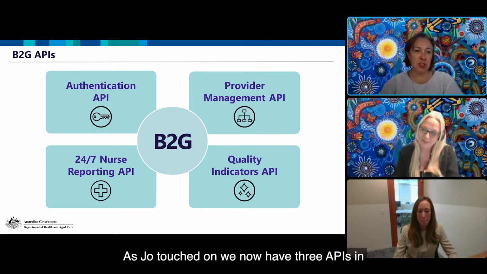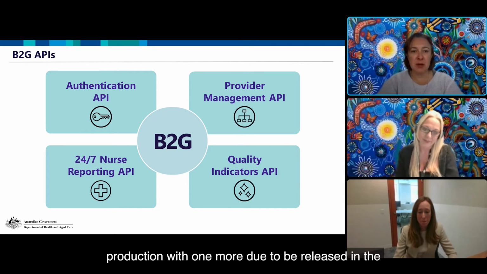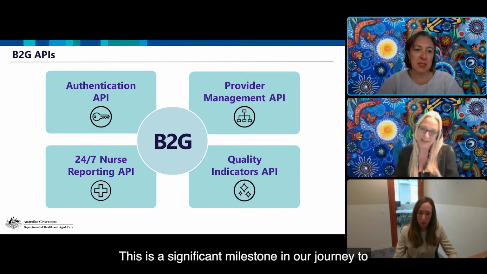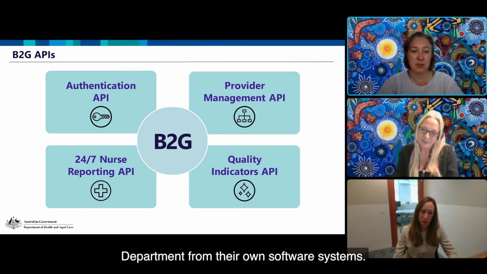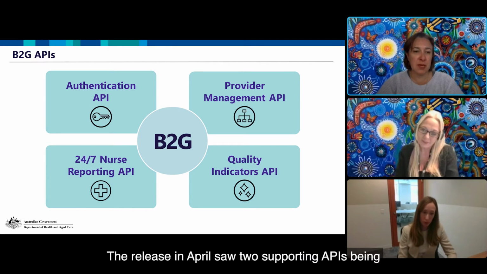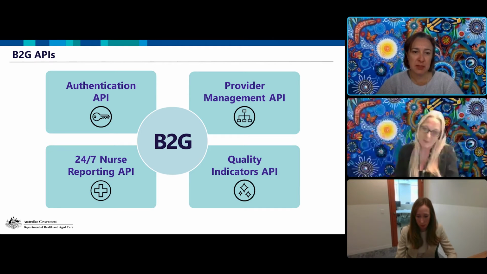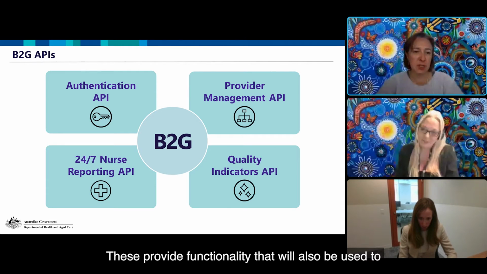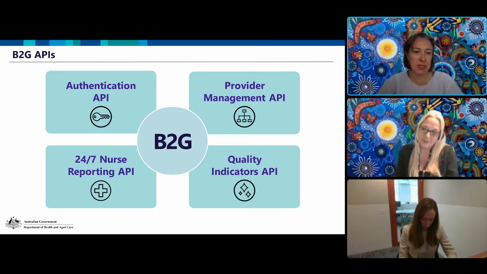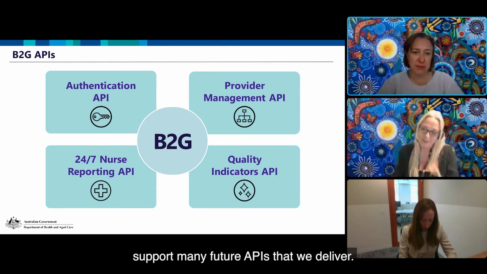As Jo touched on, we now have 3 APIs in production with one more due to be released in the coming months. This is a significant milestone in our journey to enable aged care providers to interact with the department from their own software systems. The release in April saw 2 supporting APIs released into production: the authentication and the provider management APIs. These provide functionality that will also be used to support many future APIs that we deliver.